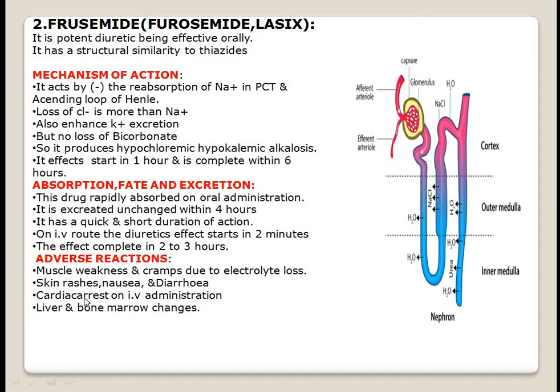Regarding adverse drug reactions, with the IV route it may cause cardiac arrest in some conditions. Muscle weakness and cramps occur due to electrolyte loss, because chloride, potassium and bicarbonate are all lost. It may also cause nausea, diarrhea, and liver and bone marrow changes. This is all about furosemide, which shows its mechanism of action at the PCT, the proximal convoluted tubule. So we have to remember in which part what secretion, what loss, and what reabsorption is going on.